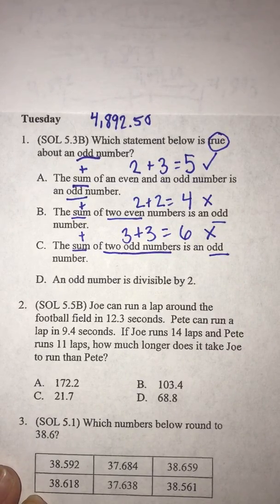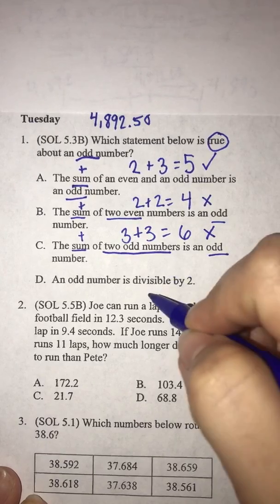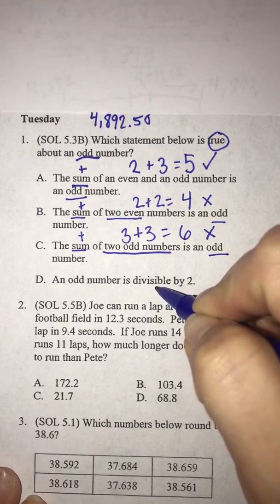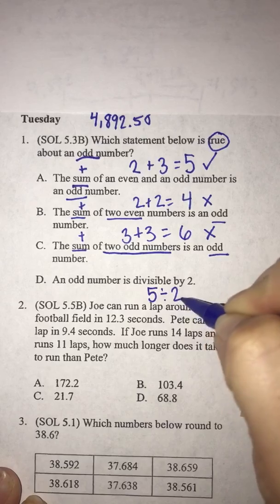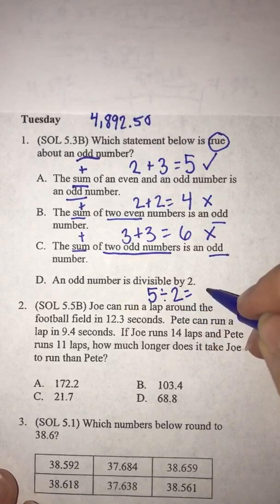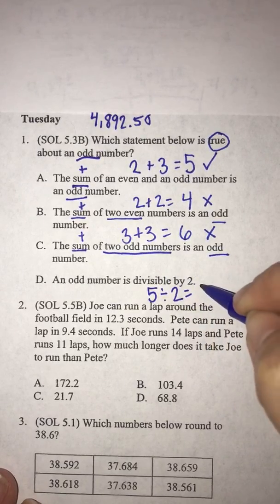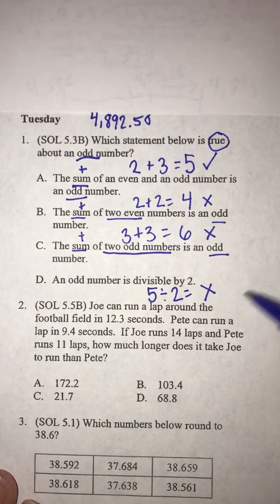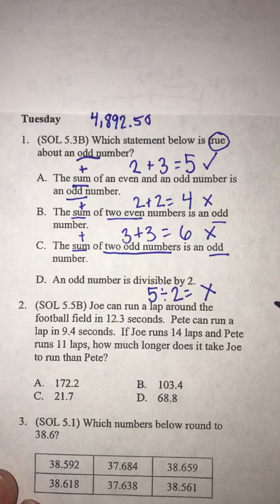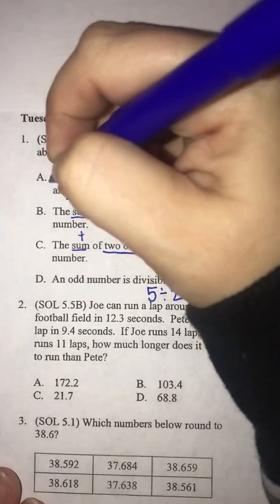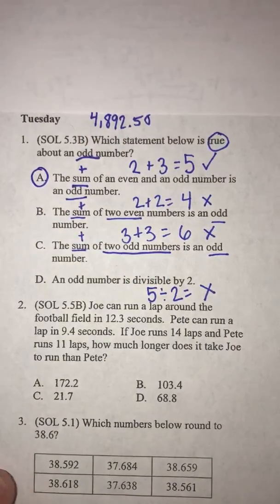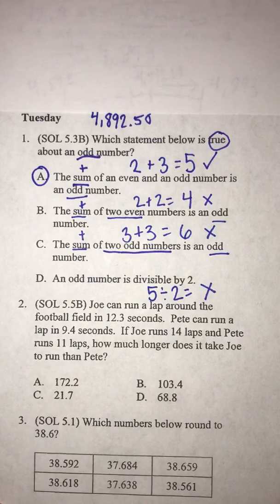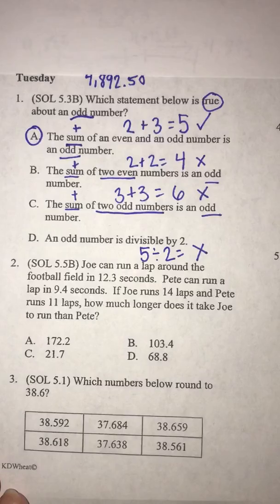An odd number is divisible by 2. So, let's say 5 divided by 2. 5 divided by 2 would not be divisible evenly. If we did that, we would get 2.5. So, that is not true. So, the only one that's true here is A. The sum of an even and an odd is an odd. All right, let's move on to number 2.